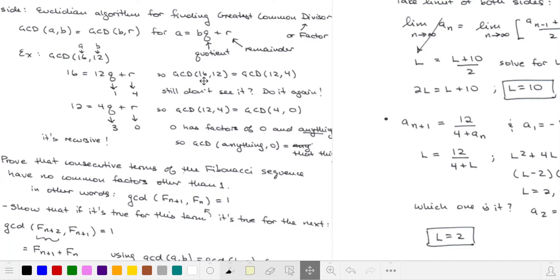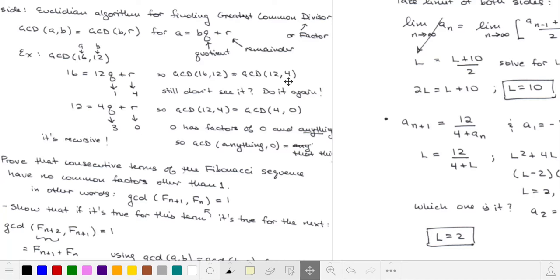Right? So the greatest common divisor of 16 and 12 is equal to the greatest common divisor of 12 and 4. And probably you can just look at this and it leaps out to you that the greatest common divisor of 12 and 4 is 4. Because if you look at the divisors, or the factors of 12, you have 1, 2, 3, 4, 12. And the factors of 4 are 1, 2, and 4. Well, the ones that they have in common are 1, 2, and 4, but the greatest one that they have in common is 4.